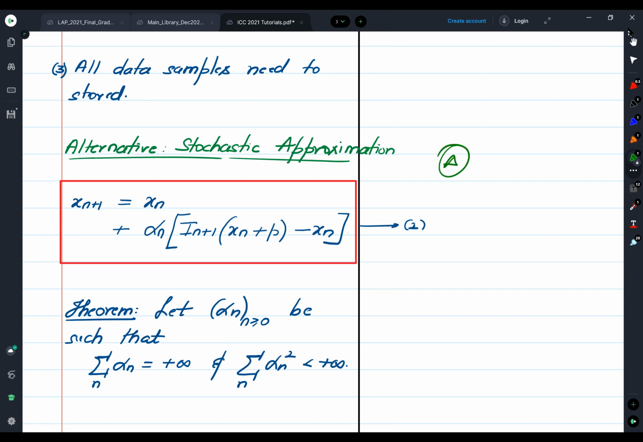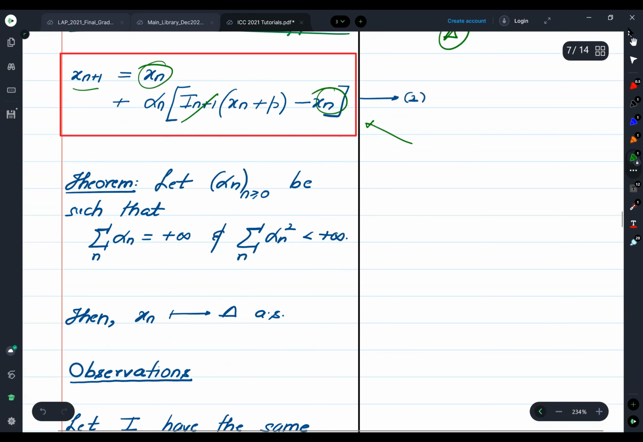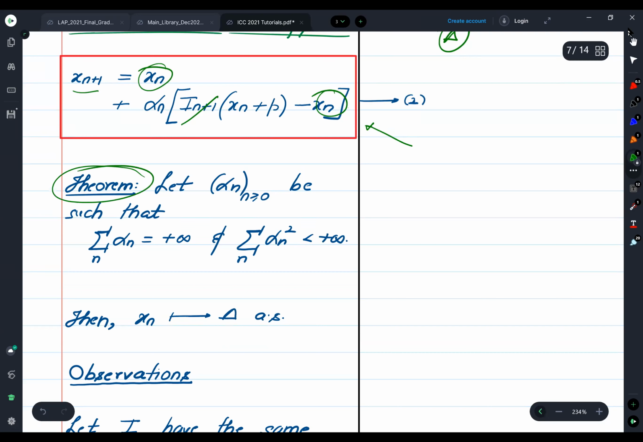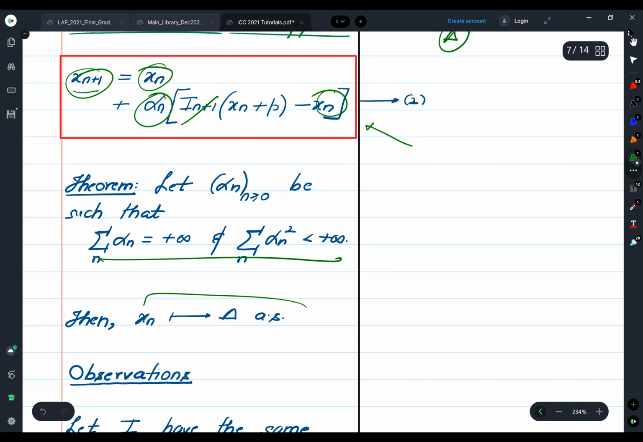Now observe that this has a very simple update rule. You don't need previous values and so on. You just need the value of i_(n+1). It makes use of your previous estimates and just improves upon them to obtain x_(n+1). And our main theorem in this work is that if you choose these step sizes of this form, then your iterates converge to delta almost surely. Is this okay?